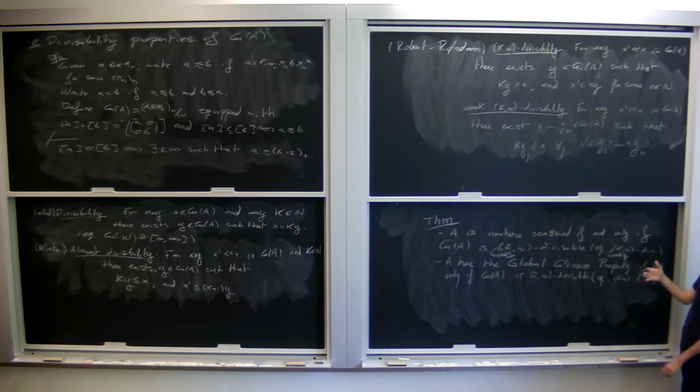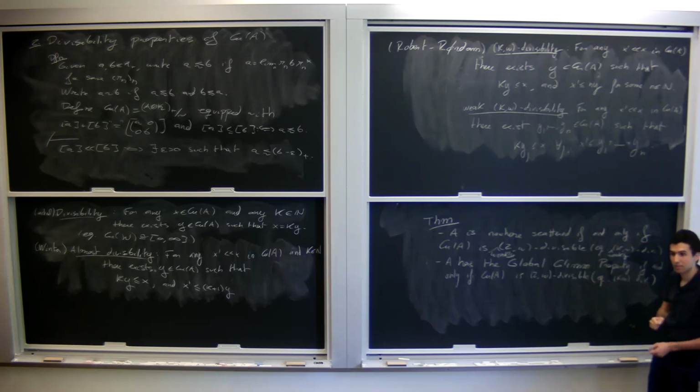So now really the global Glimm problem is completely translated to something that's algebraic in nature. You are just asking if every weakly 2 omega divisible Cuntz semigroup is 2 omega divisible. And the things that you can work with are an addition, an order, and also the way below relation, the compact containment relation.